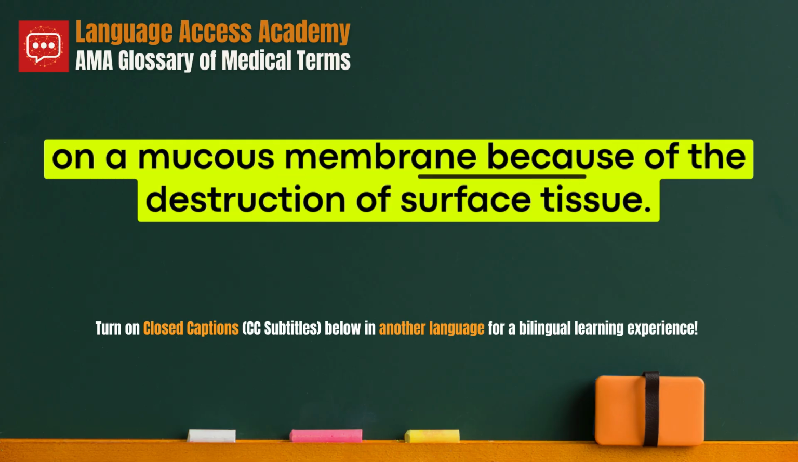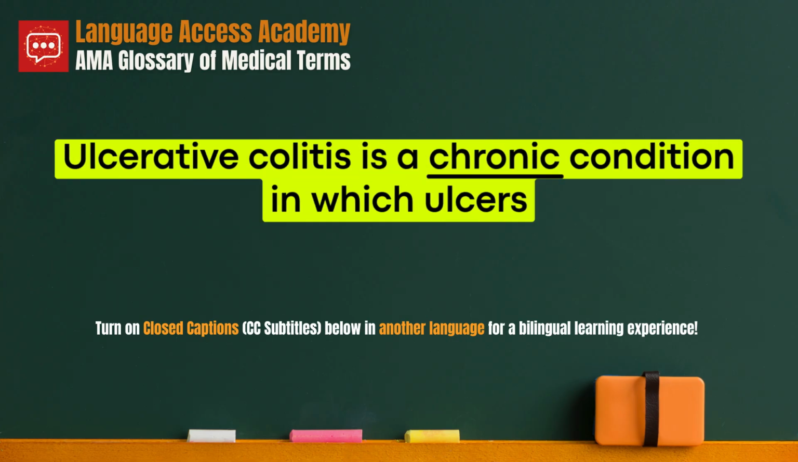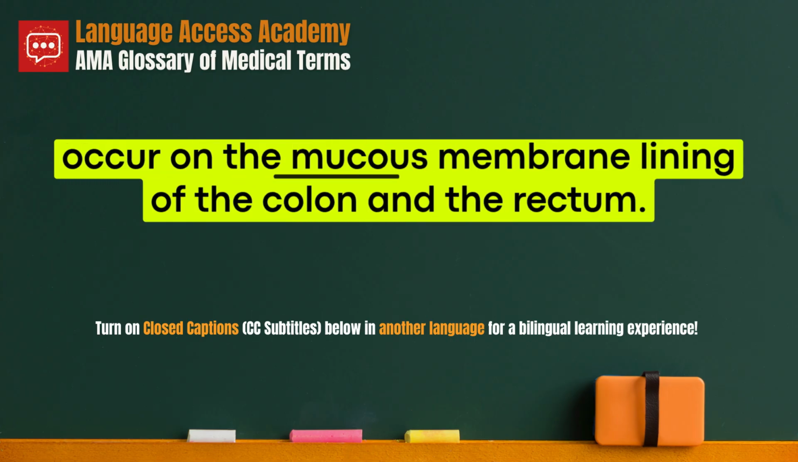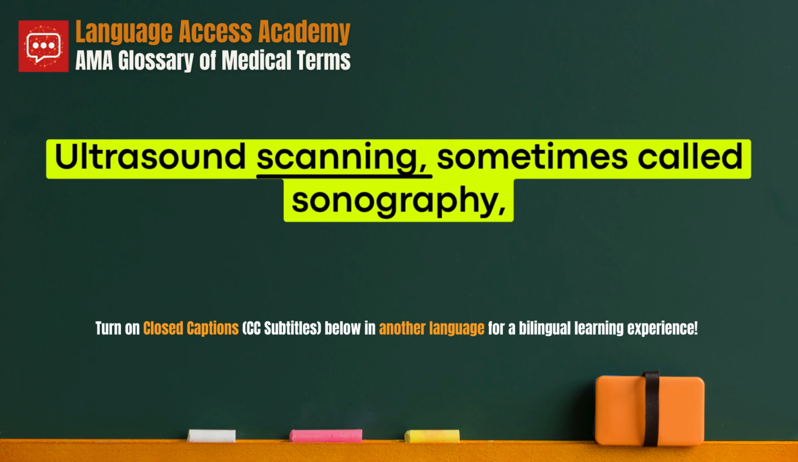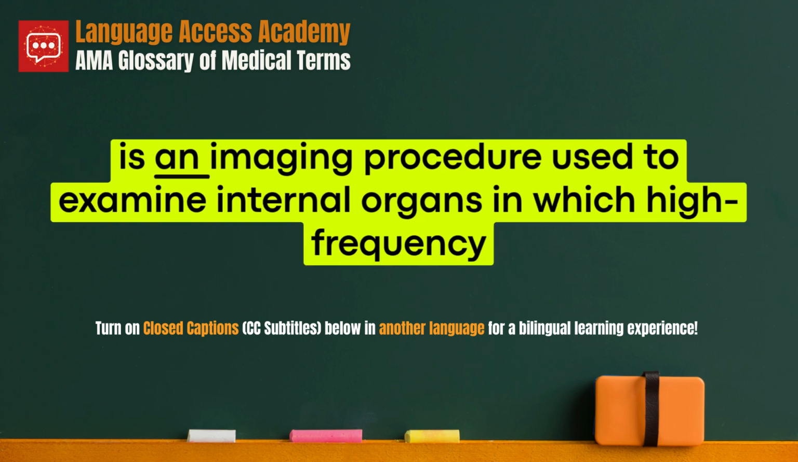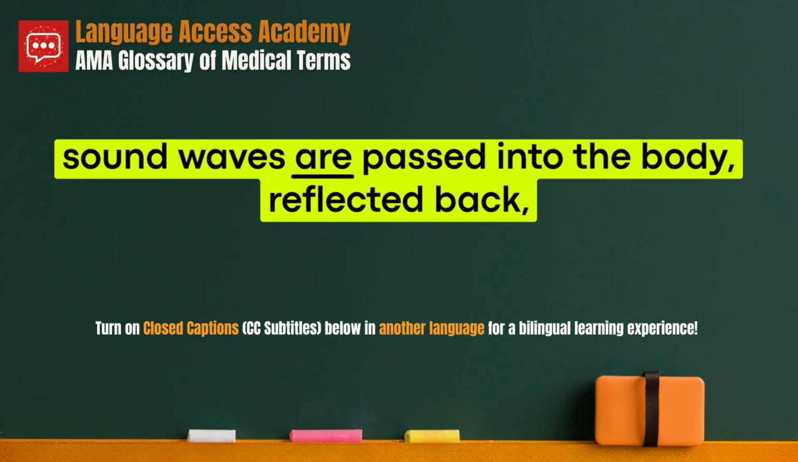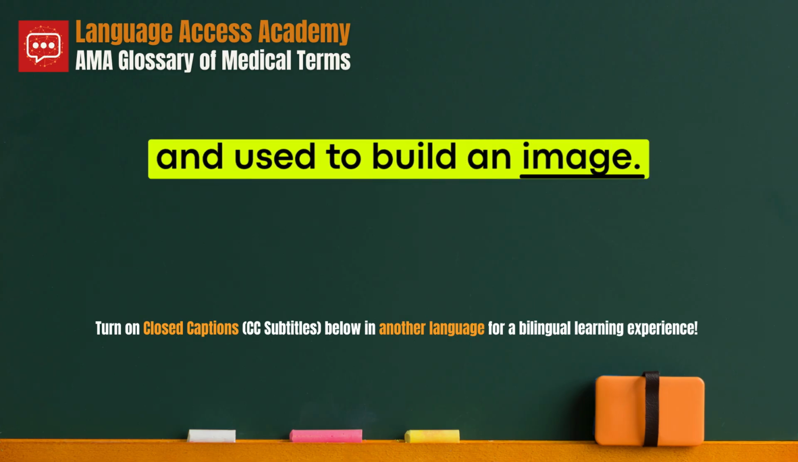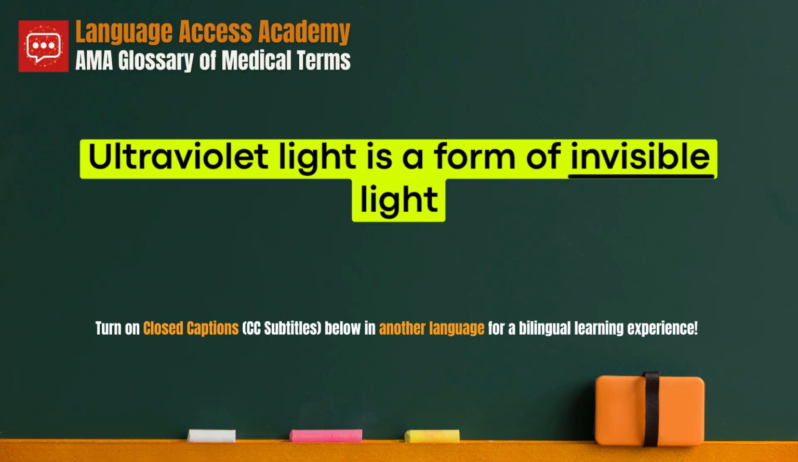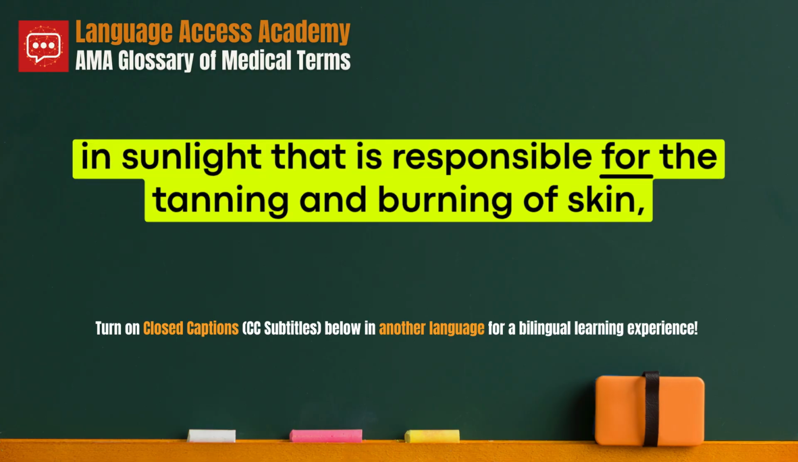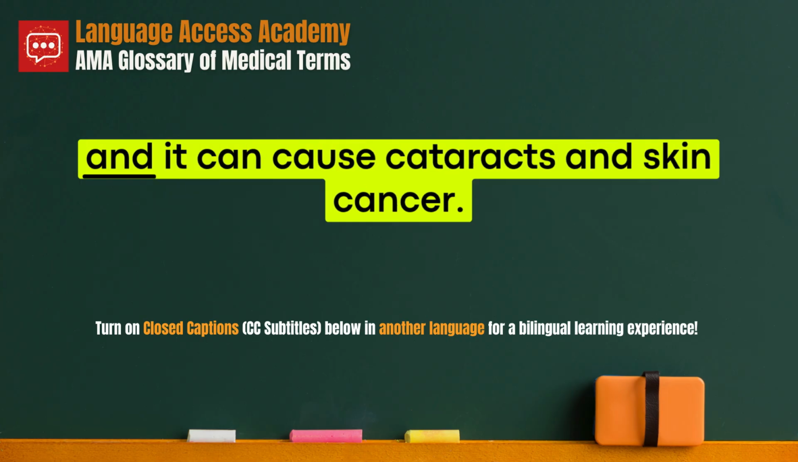or on a mucous membrane because of the destruction of surface tissue. Ulcerative colitis is a chronic condition in which ulcers occur on the mucous membrane lining of the colon and the rectum. Ultrasound scanning, sometimes called sonography, is an imaging procedure used to examine internal organs in which high-frequency sound waves are passed into the body, reflected back, and used to build an image. Ultraviolet light is a form of invisible light in sunlight that is responsible for the tanning and burning of skin, and it can cause cataracts and skin cancer.